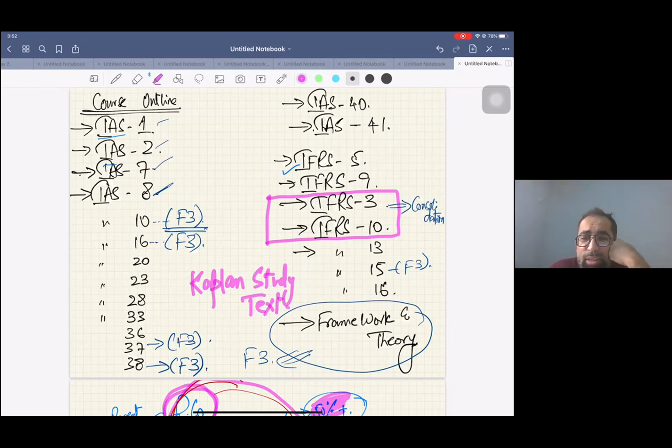Why is book reading compulsory? First of all, if you read the Kaplan book, that means you are doing everything two times. First you will study from me, and then you will study from the Kaplan study text. So this will give you more grip. Number two, when you read the study text, you find new test your understanding short questions. So this will give you more grip.